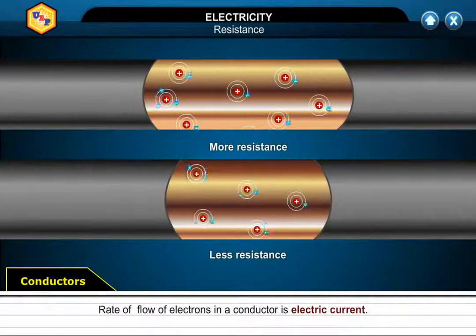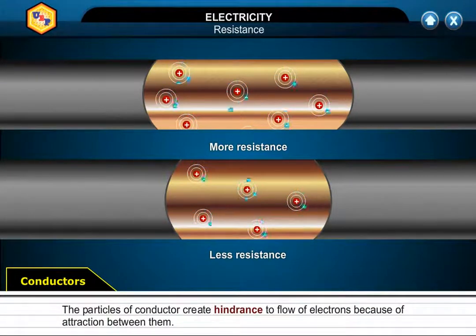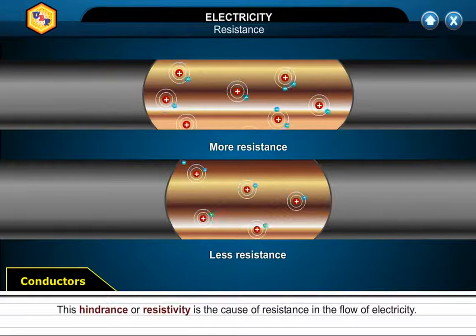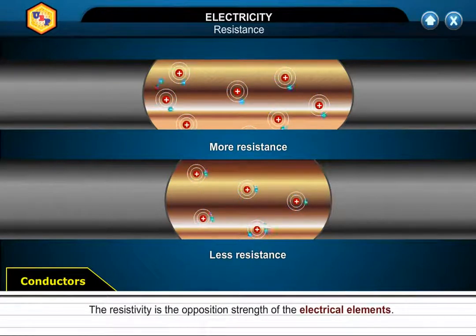Conductors. Rate of flow of electrons in a conductor is electric current. The particles of conductor create hindrance to flow of electrons because of attraction between them. This hindrance or resistivity is the cause of resistance in the flow of electricity. The resistivity is the opposition strength of the electrical elements.